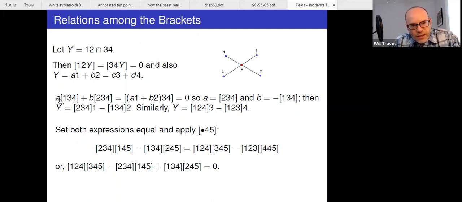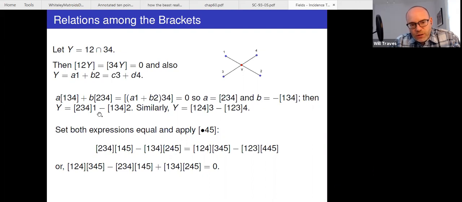And so that tells you that a should be the bracket 2, 3, 4, and b should be negative the bracket 1, 3, 4, right? Or at least those two work. And so y is expressed exactly like this: it's the bracket 2, 3, 4 times the homogeneous coordinates of 1 minus, again, the bracket 1, 3, 4 times the homogeneous coordinates of 2. And again, you might be worried about scaling, but it turns out that when you scale, everything appropriately scales. And so this is well defined.